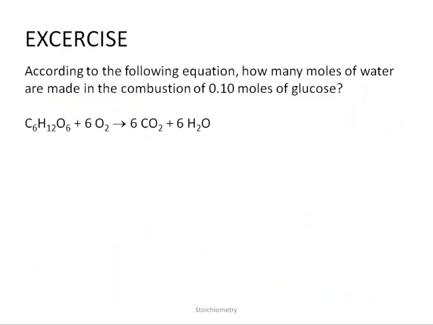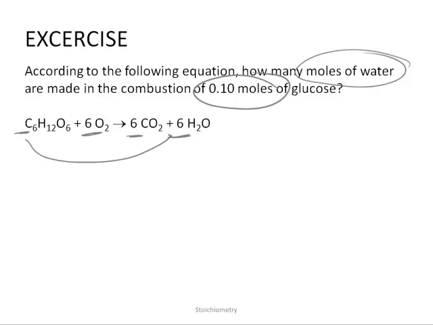Let's say we have this ingredient list. If we have 1 mole of glucose and 6 moles of oxygen, we can produce 6 moles of carbon dioxide and 6 moles of water. So if we're given the fact that we have 0.1 moles of glucose, we can ask questions like how many moles of water are made. Again, going back to our relationship between our coefficients, 1 mole of glucose is going to make 6 moles of water. So we can have conversion factors for that.